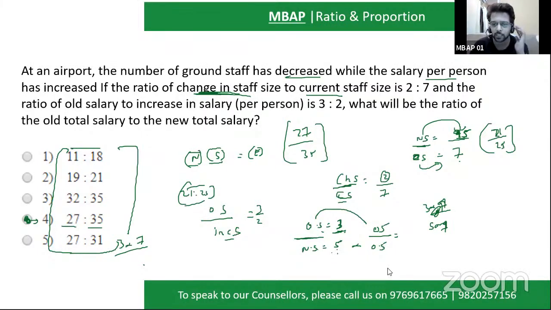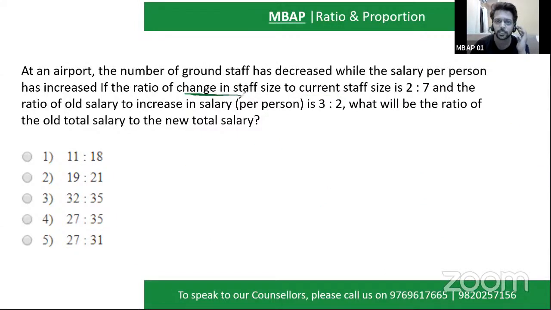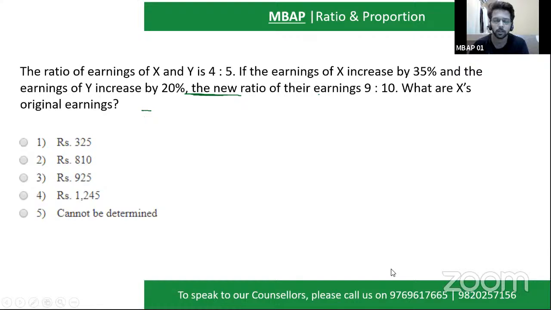But yes, the only catch you need to work out here is they dealt with change in staff. It is not old versus new. So it is old versus change in new, and old salary versus increase in the salary. So the values will change. It is not the exact value of 2 by 7 and 3 by 2 which needs to be multiplied. Come on, take this question. Let me see whether you guys are able to solve this question or not. You guys will just take the options' help to see whether you're getting the right answer or not.